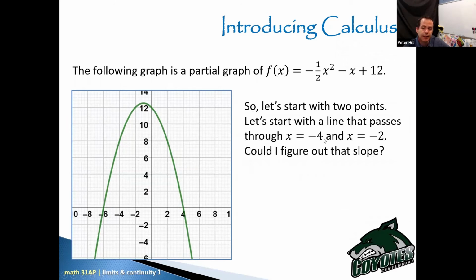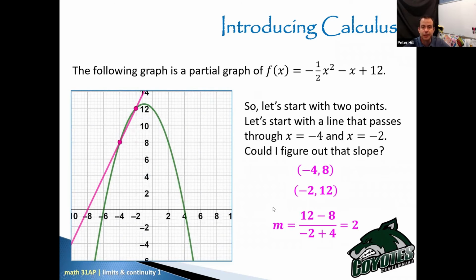We're going to start with x equals -4 and x equals -2. When x equals -4, I'm at 8, and when x equals -2, I'm at 12. So I can plug that right into the formula: 12 minus 8 over -2 plus 4. I get a slope of 2. That is what that pink line looks like right there. It's close to what the tangent line would be, but you can see even before I moved my hands that it should be a little steeper. So let's get closer.